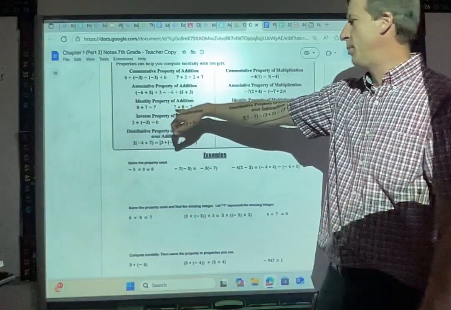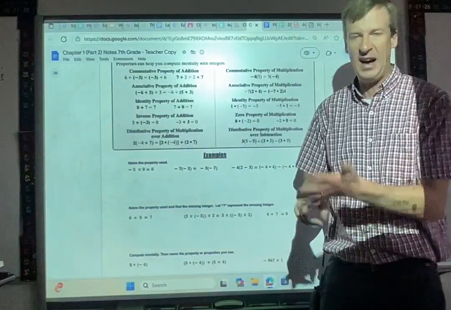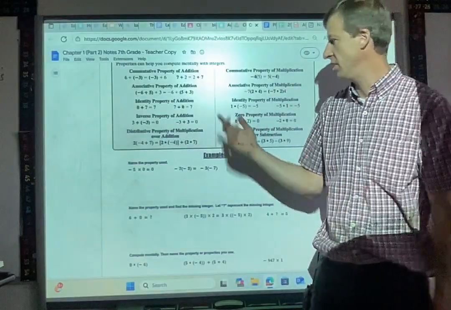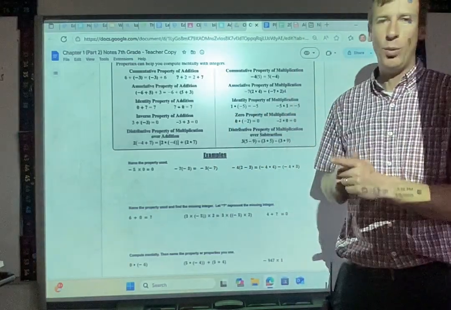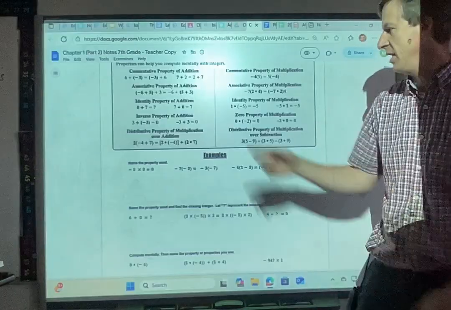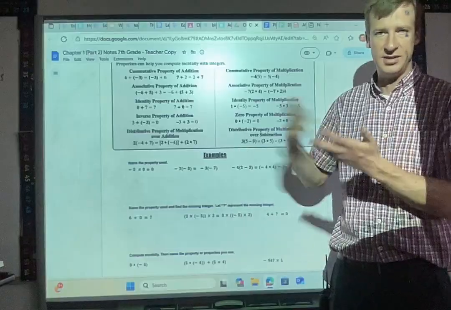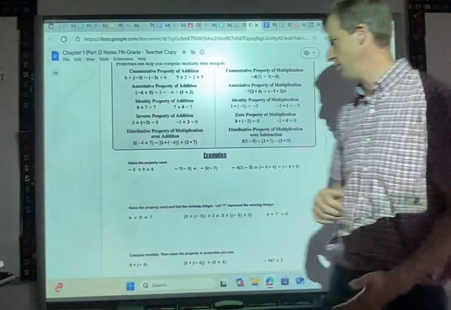Then there's the identity property of addition. Anything plus 0 is going to be itself. So 5 plus 0 is 5, 10 plus 0 is 10, 0 plus 11 is 11. And then the identity property of multiplication: you multiply by 1 and you get the same answer. So anytime you have the identity property, whatever you start with is what you end up with. The number doesn't change, right? So adding 0 or multiplying by 1, you still end up with the same number.